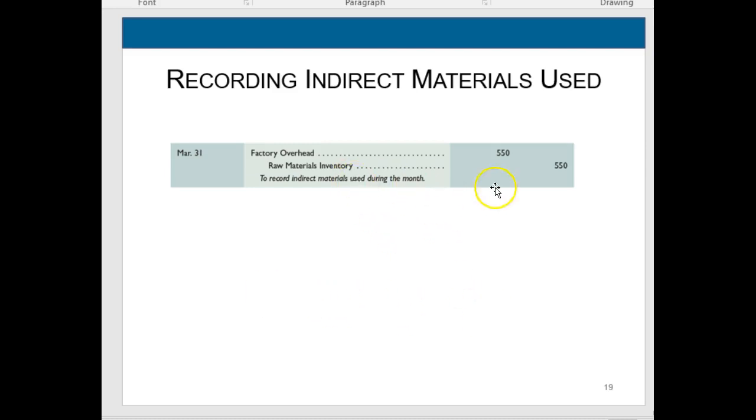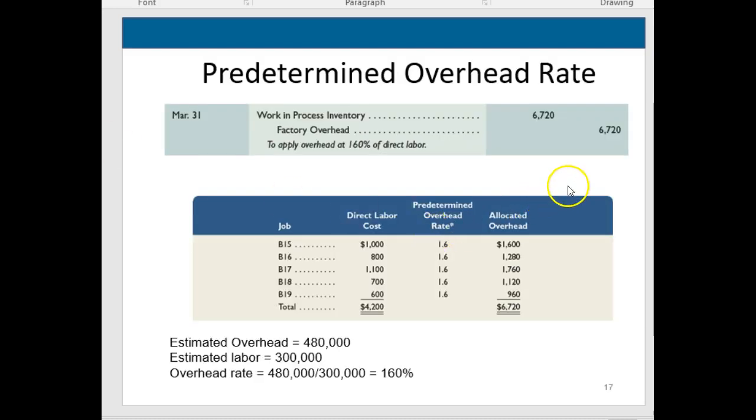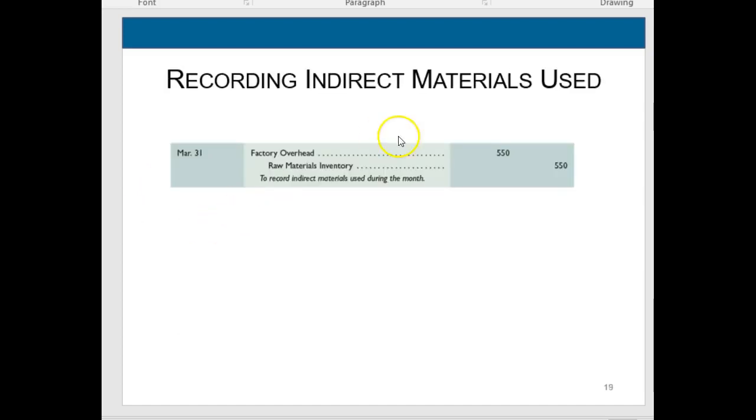Here's our raw materials. We took out raw materials, and this is an indirect material. It's debited into the factory overhead account. So now, if I go back up here, and this was factory overhead at 67.20, you'll see that's a credit. So now we're going to start accumulating the factory overhead in indirect materials.